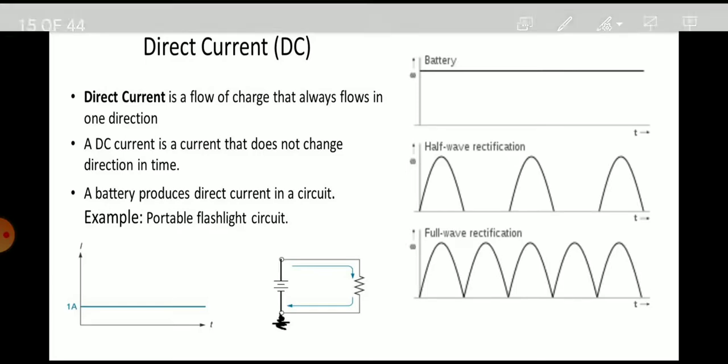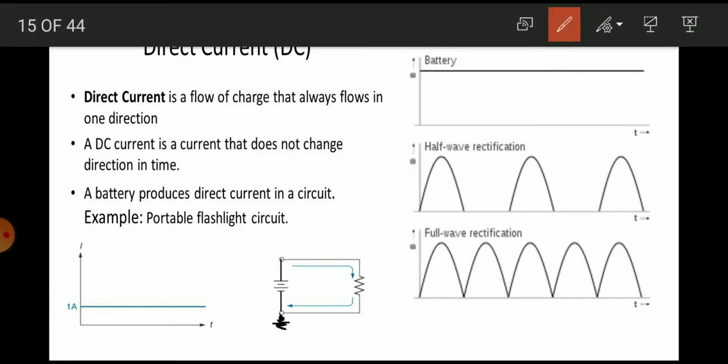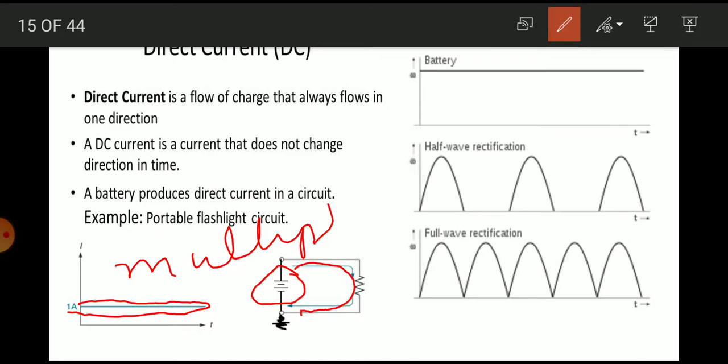Direct current. Direct current is a flow of charge that always flows in one direction. The unidirectional current is called direct current. A DC current is a current that does not change direction in time. A battery produces direct current in a circuit. Example, a portable flashlight circuit. Here the magnitude of current is not changing and the direction does not reverse, so it is DC. This symbol means multiple batteries.